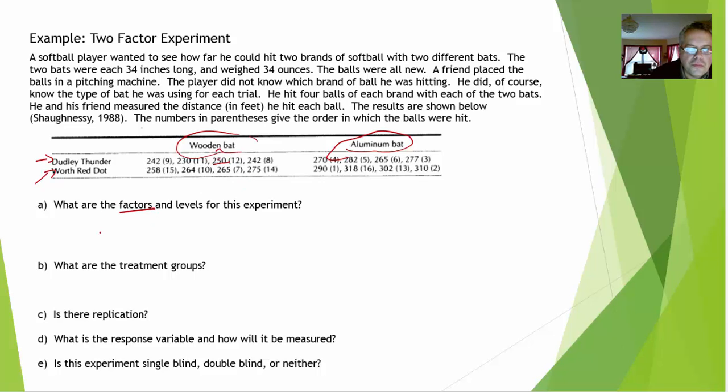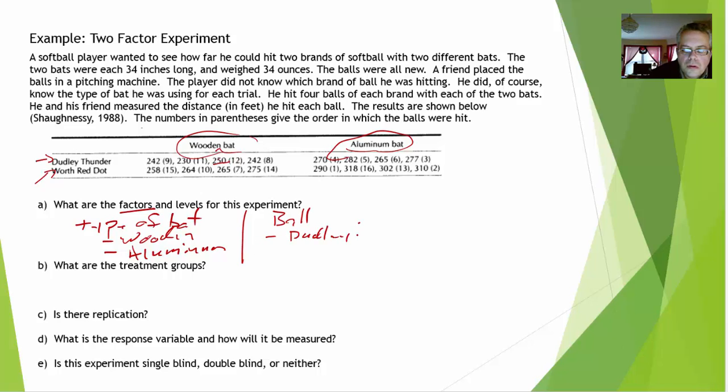There are 2 factors. One is the type of bat. The 2 levels were wooden, and the other level is aluminum. Then the other factor was the type of ball that was pitched to him. So one was the Dudley Thunder. These are the levels, the different types of balls they had to use. And the other one was the Worth Red Dot.